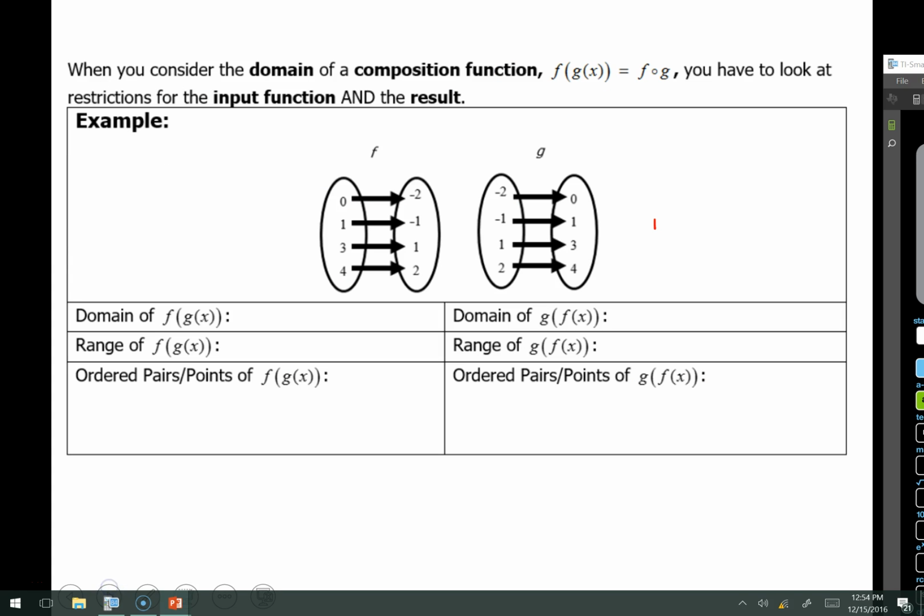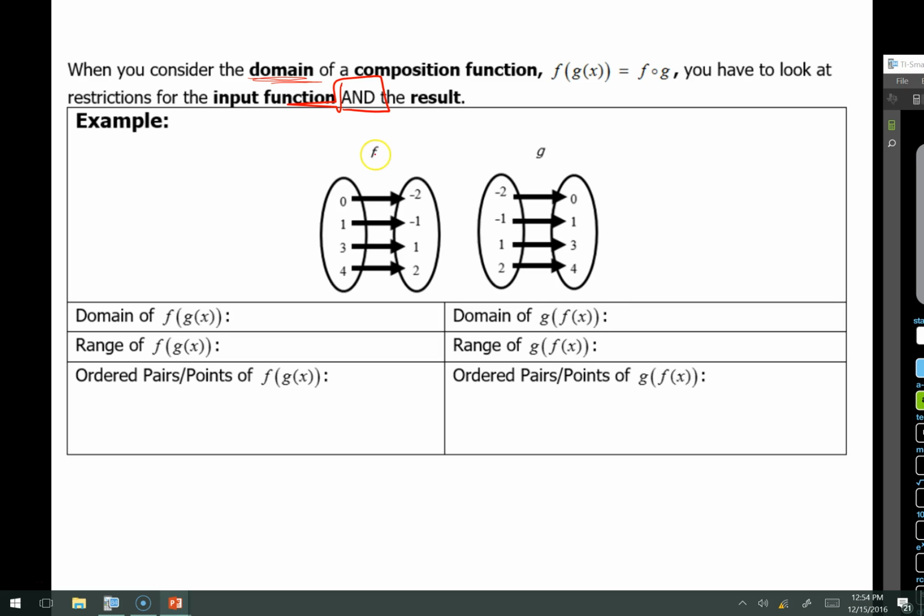Okay, so one important thing that I need to mention here before we go any further with composition and the different representations is that you need to be sure that you're thinking about the domain of a composition function. Whether it's f of g of x or f composed with g, because remember these two things mean the same thing, you have to look at any restrictions on what the input is as well as what the result is, the ultimate output. So let's look at an example of that.